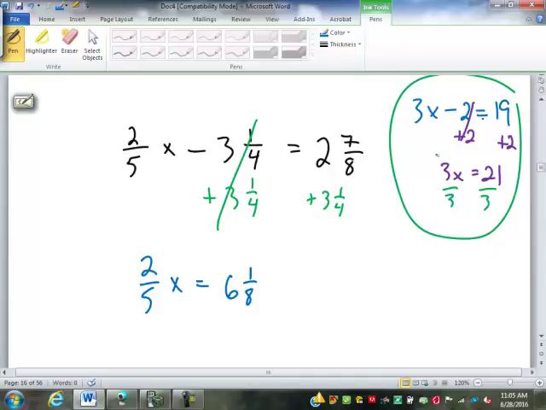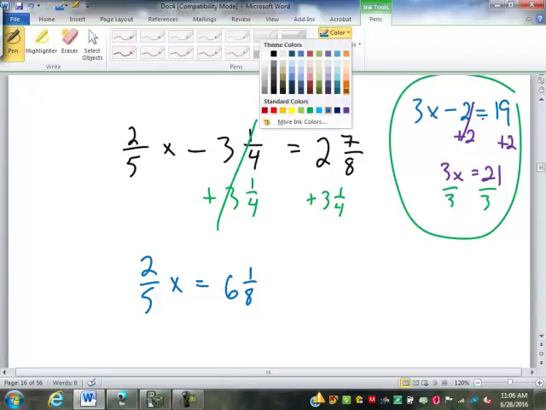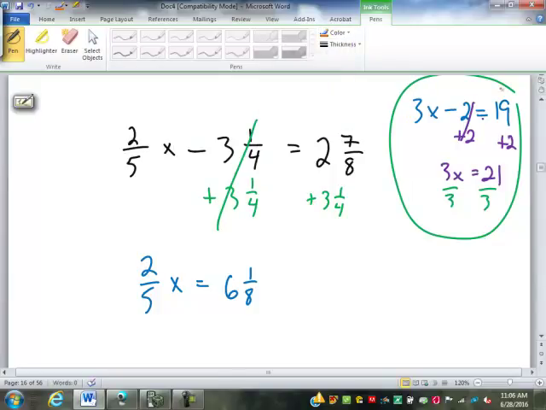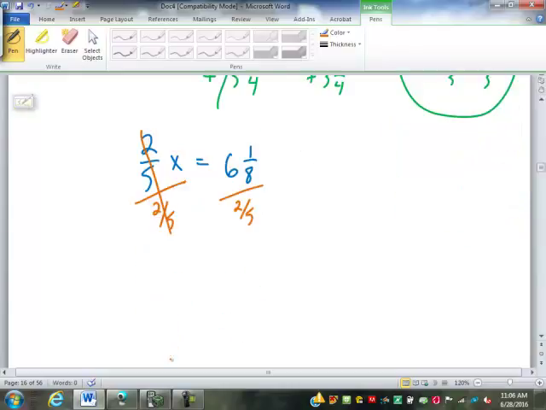You may have to write that off to the side and actually add it, but just for the sake of time, I'm going to give you that. Then what would we have to do? Well, x has been multiplied by 2/5, so to get rid of it, we're going to divide by 2/5. So that's gone. It would leave us with just x. We have 6 1/8 divided by 2/5.